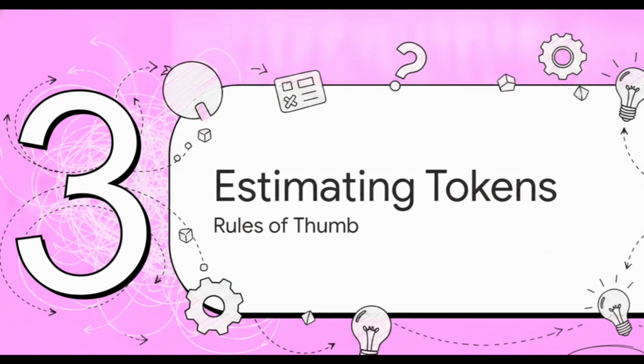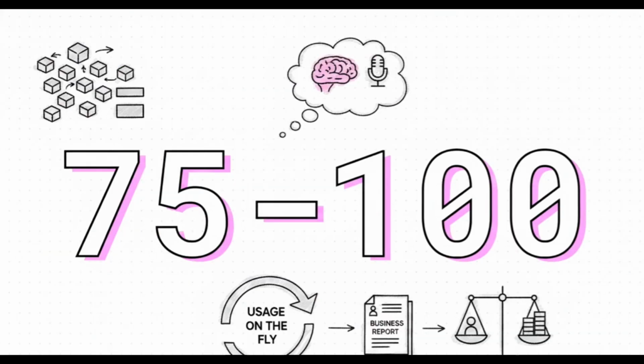Part three, estimating your token count with practical rules of thumb. Okay, so a really great rule of thumb is that 100 words roughly equals 75 to 100 tokens. That means a typical 1,000-word business report is going to sit right around 750 to 1,000 tokens. It's just a simple, fast way to gauge your usage on the fly without having to break out a calculator.